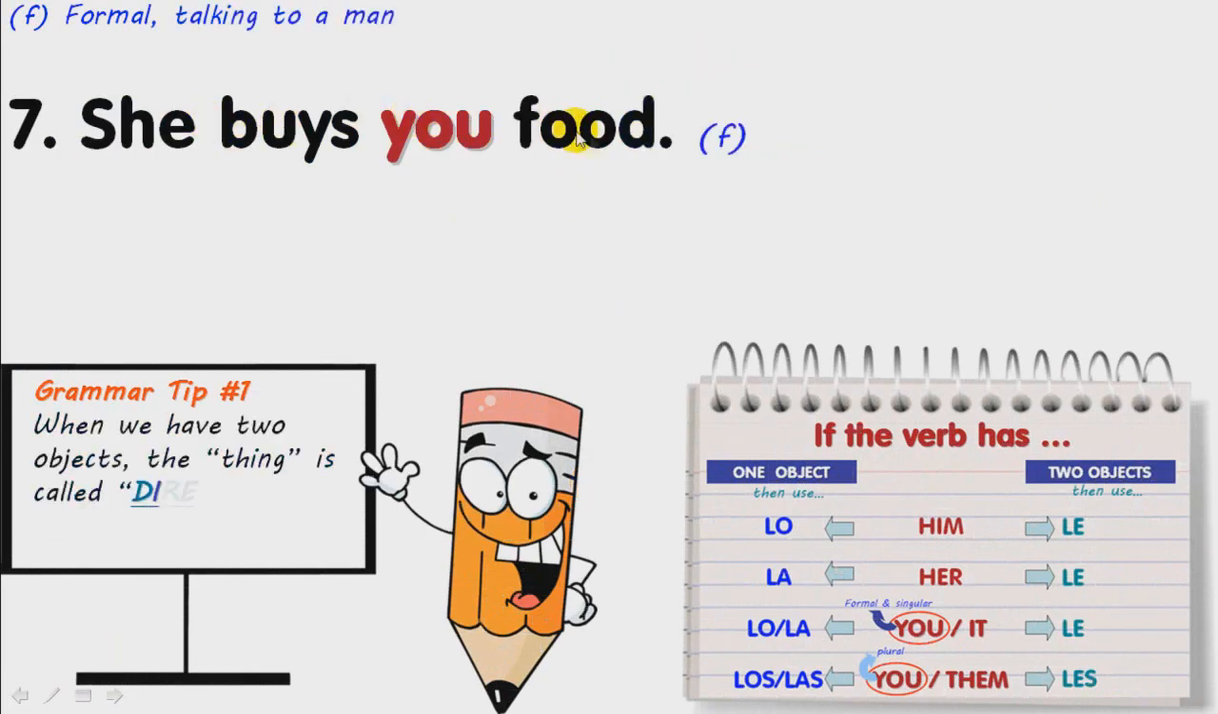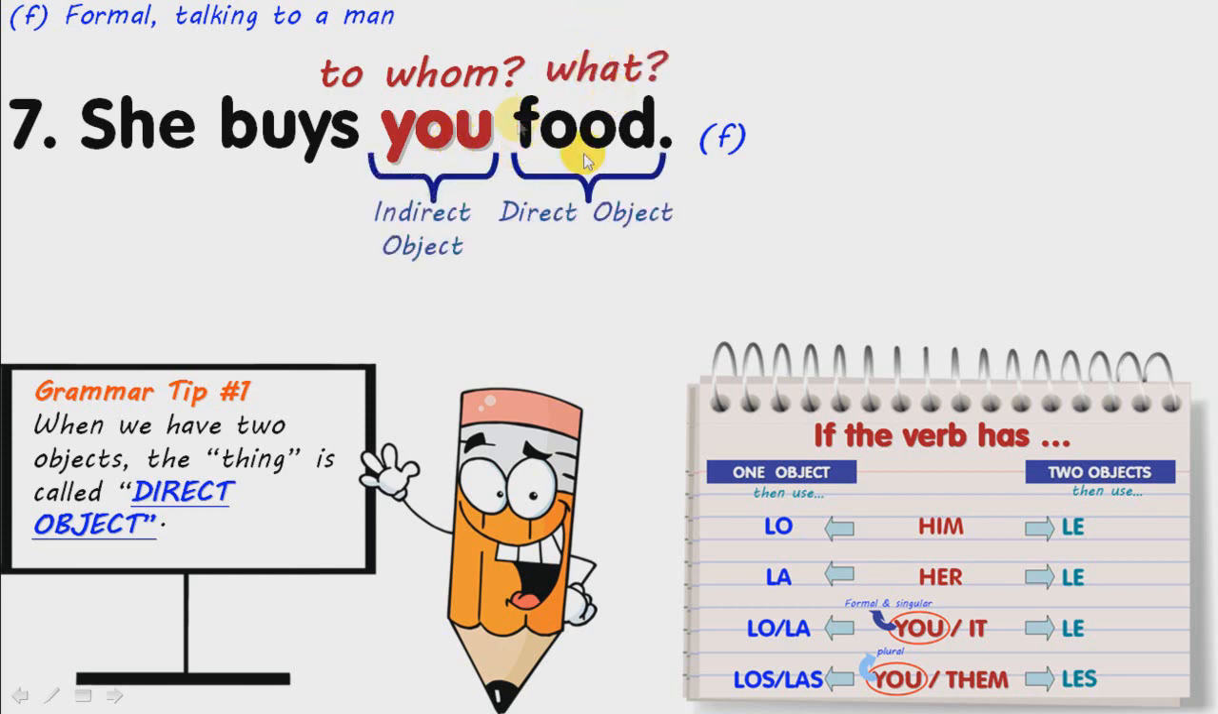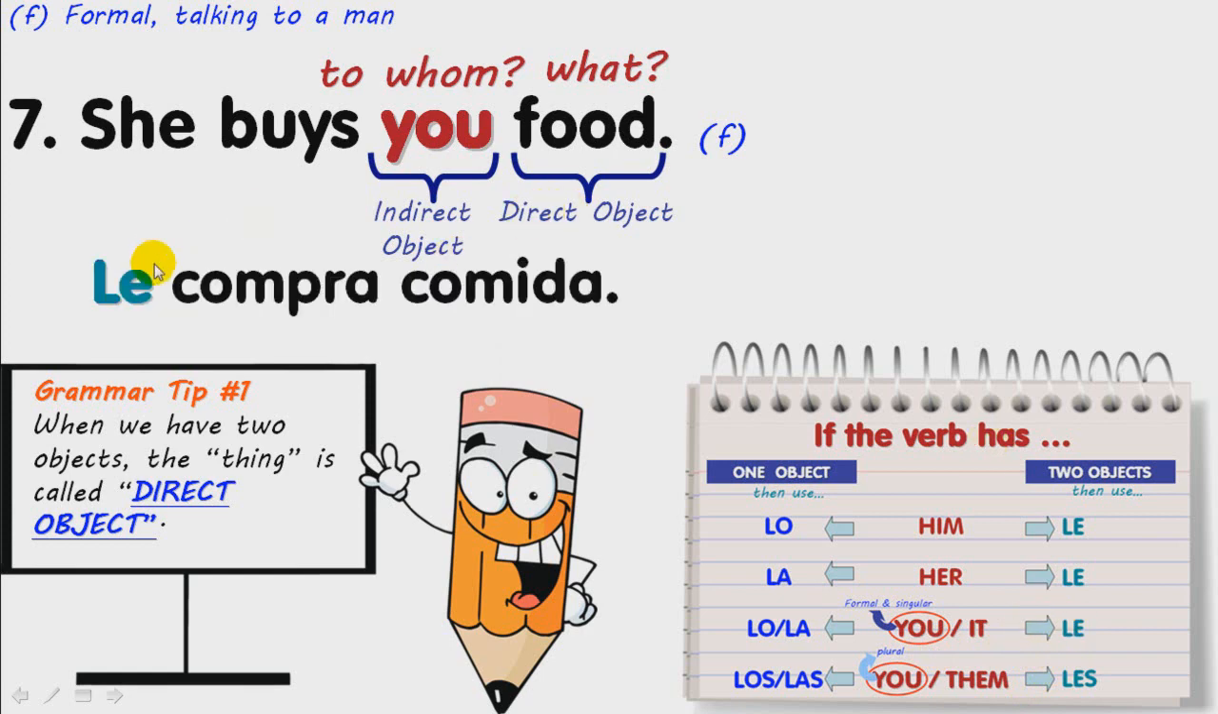She buys you food. Something important to note, this is a formal situation and we are talking to a man. She buys you food. How many objects do we have? To whom? Well, she buys you food, one object. And what? What does she buy you? Food. So we have two objects here. So when we have two objects, you is translated as le. Le compra comida. Again, it's formal. That's why the translation is le.